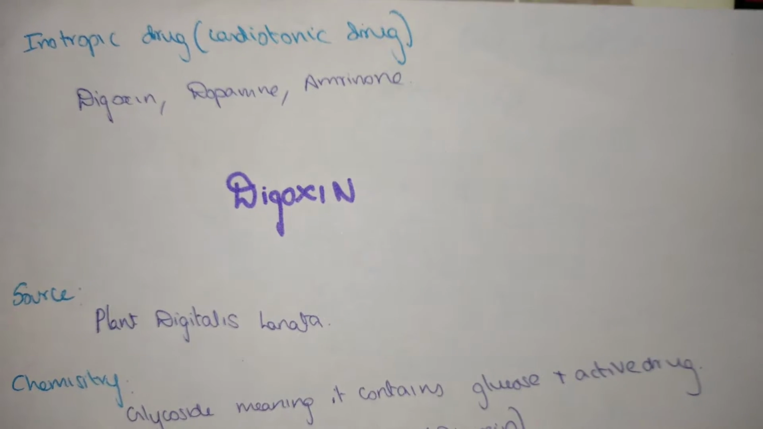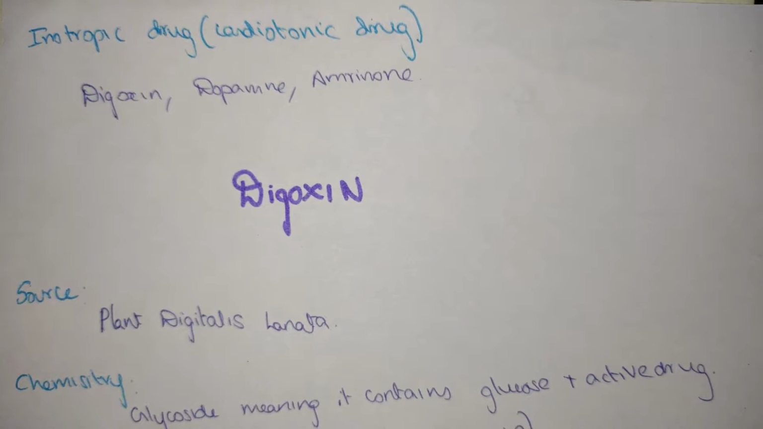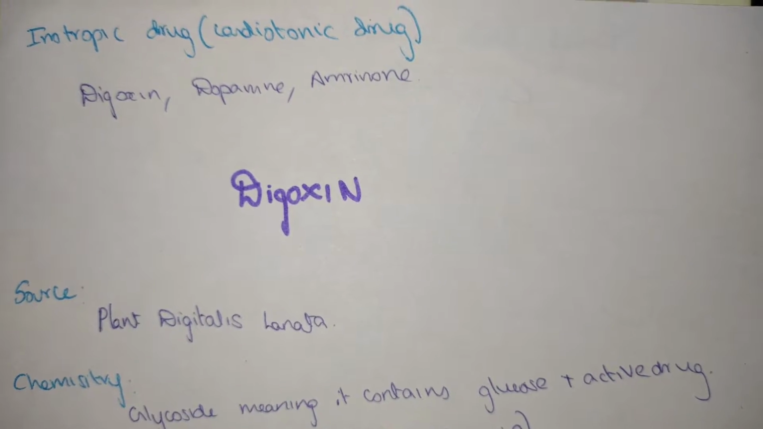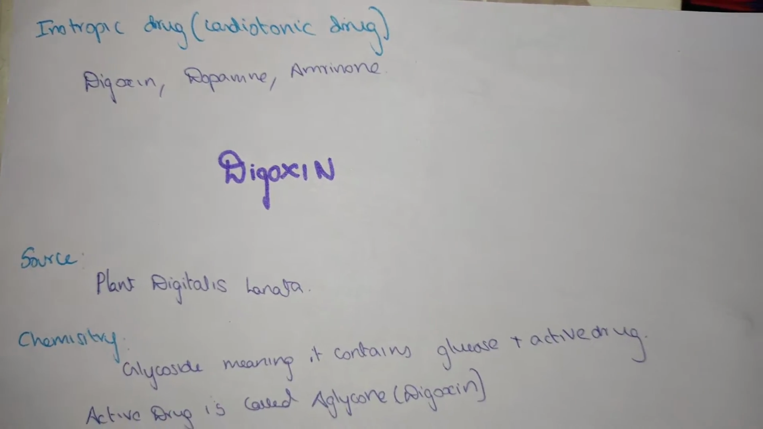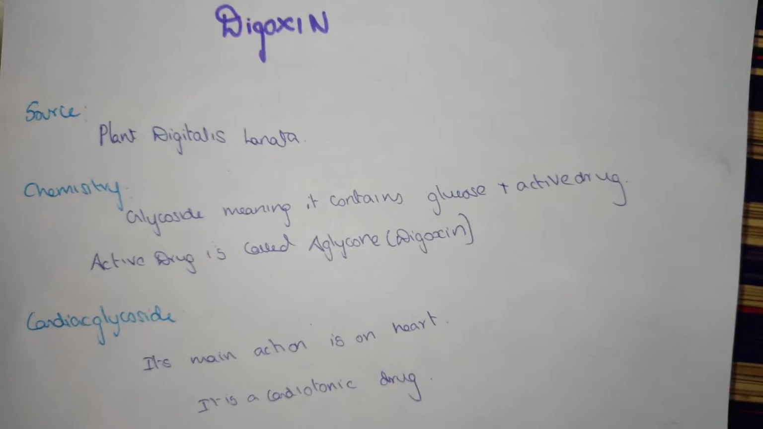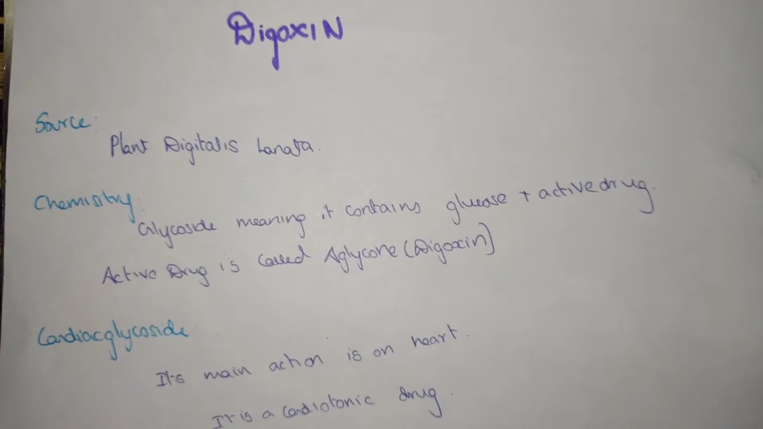The inotropic, cardiotonic drugs are digoxin, dopamine and amiodarone. Now we will see about the major drug, which is digoxin.